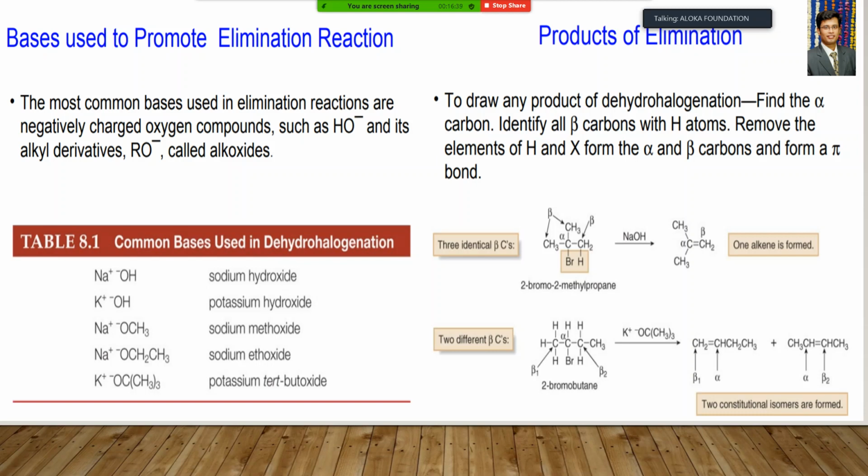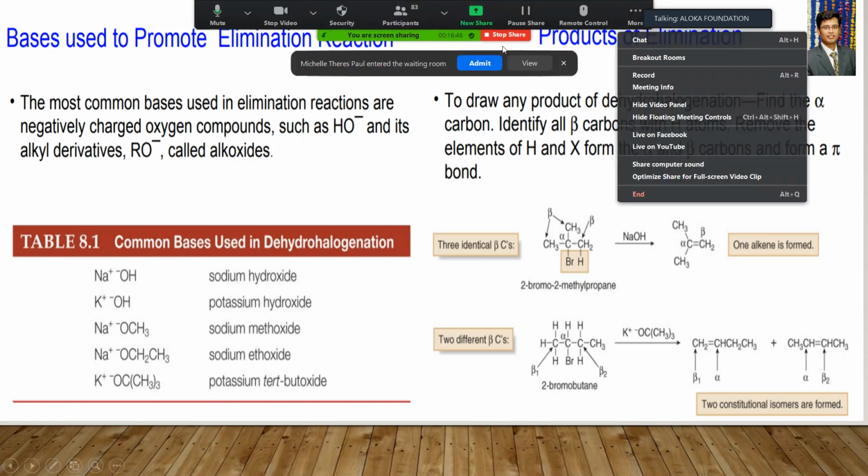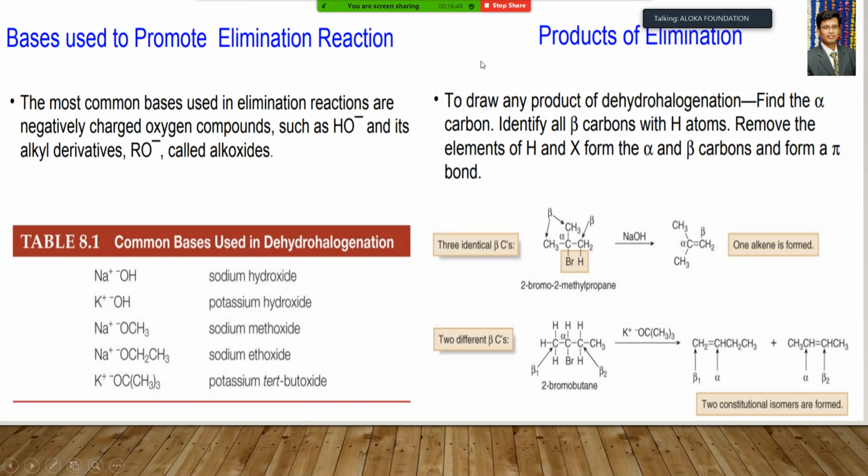So in this particular example, 2-bromo-3-methylpropane, there are three beta carbons which are attached to your carbon containing the halogen group. So it removes the proton and X from the alpha and beta carbons to form a pi bond. In an elimination reaction, the first step is the loss of your halide, which is followed by abstraction of a proton by a base to form a pi bond. So this is how the reaction takes place.